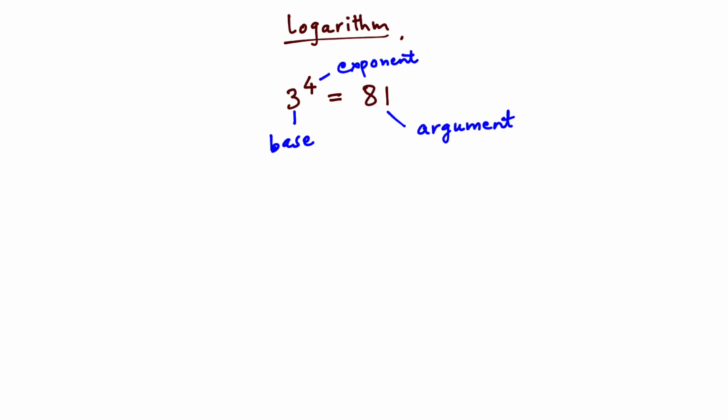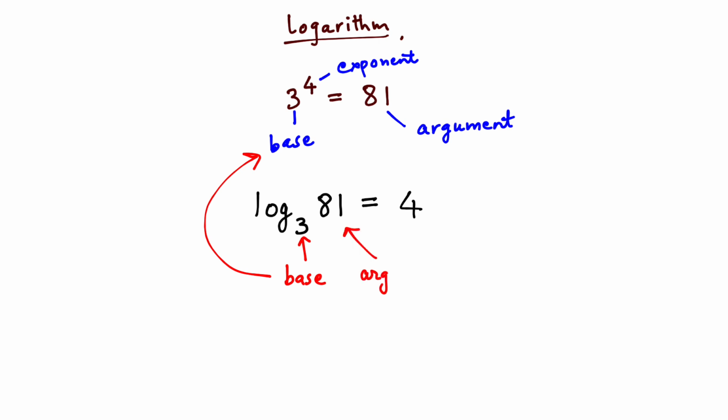Now let's compare it with the way we write using the logarithm. So we will write log 81 to the base 3 is equal to 4. Here again 3 is your base, as you can see. 81 is called the argument and 4 is the exponent or the power.